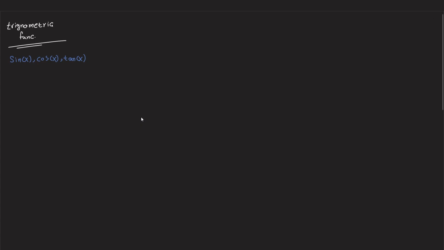What makes these functions so useful is that they are repeating functions. If we were to graph the function the sine of x, it would look something like this, where this is the x-axis and this here is the y-axis. We see the function the sine of x becomes equal to 0 at x equals 0, and it again equals 0 at another point x, and so on and so forth.